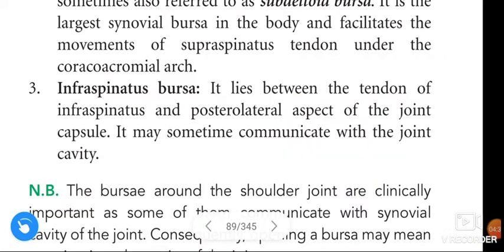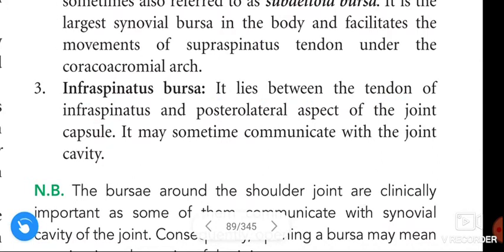Infraspinatus bursa. It lies between the tendon of infraspinatus and the posterolateral aspect of the joint capsule. It may sometimes communicate with the joint cavity.